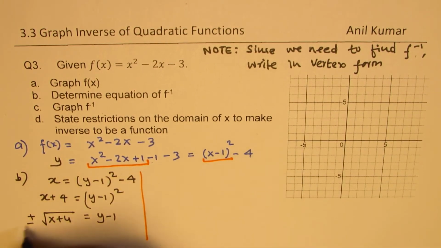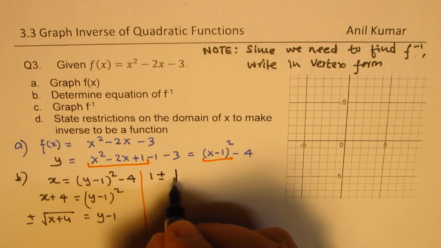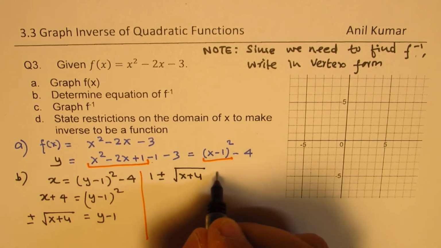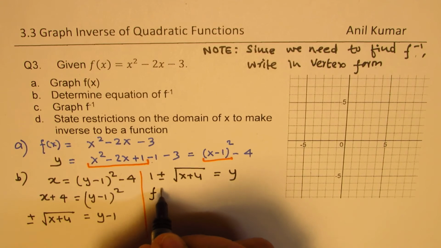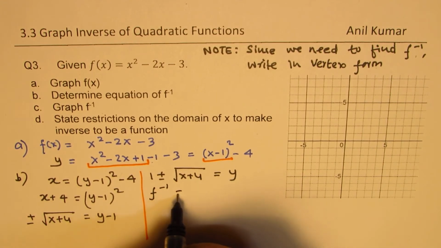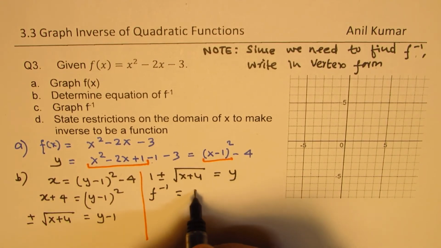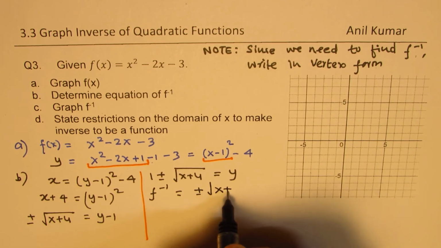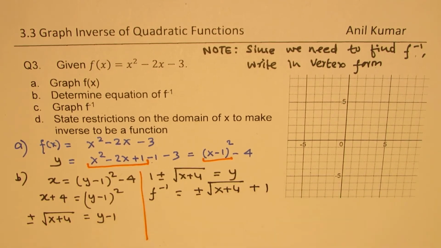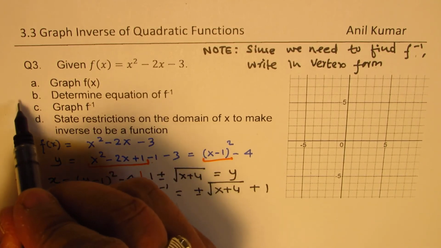And now we can write down its inverse. Y equals, taking 1 on this side, 1 plus minus square root of x plus 4 equals y. So f inverse is not a function. So I'm not writing x here, right? So plus minus square root of x plus 4 plus 1. So that becomes your inverse. So I hope this part is also clear.